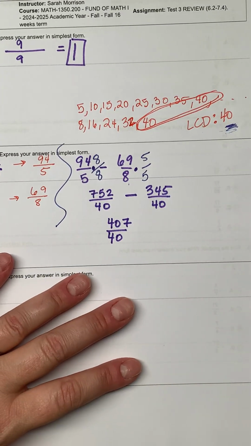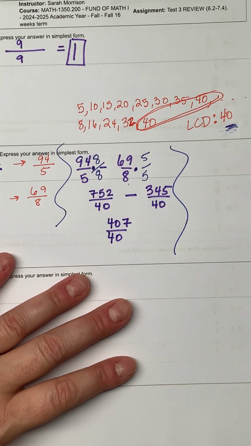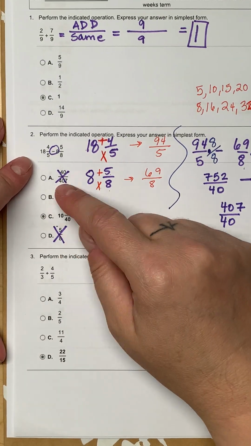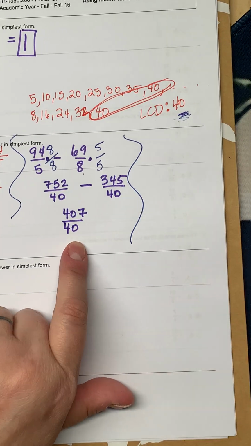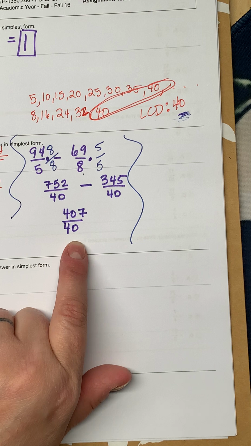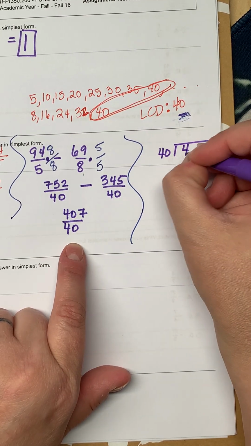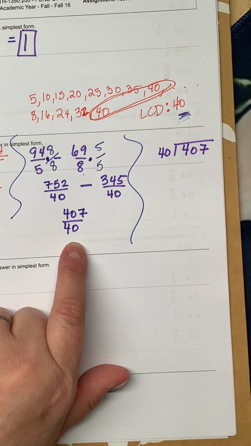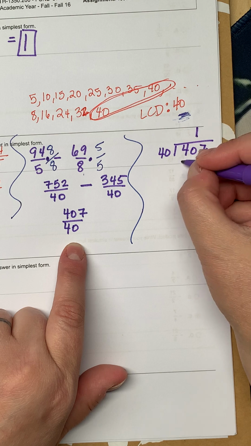Okay, so we added them up, but if you look at the majority of those answers, once we crossed out the wrong ones, they're mixed numbers. So let's turn this into a mixed number. We say, okay, well, 40 goes into 407 how many times? Well, it goes in once to get that exact 40.